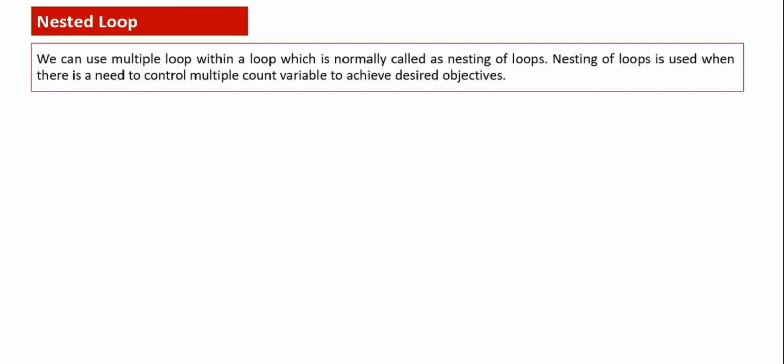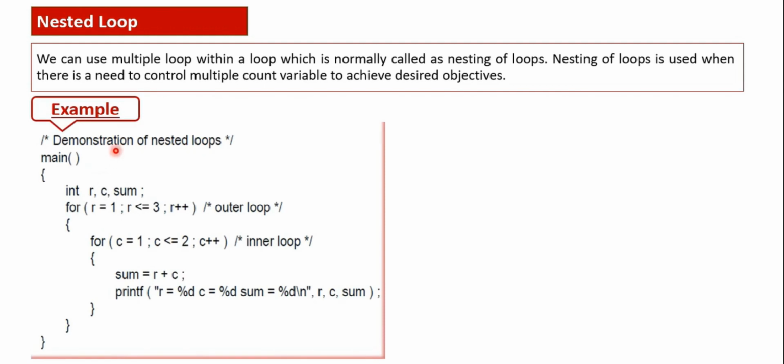We can use multiple loops within a loop, which is normally called nesting of loops. Nesting of loops is used when there is a need to control multiple count variables to achieve desired objectives. Let's understand with this example. Here you will see there are two count variables, that is R and C, and another variable for sum.